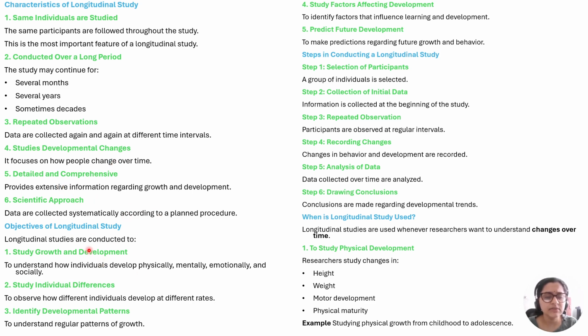What are the objectives? It studies growth and development, studies individual differences, identifies developmental patterns, studies the factors affecting development and predicts future development. Future development prediction can happen here. These are the steps: first participants are selected, next data is collected, then repeated observations are conducted, then any changes are recorded, data is analyzed, and finally conclusions are drawn.